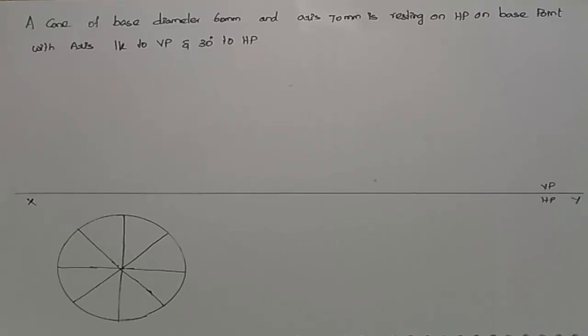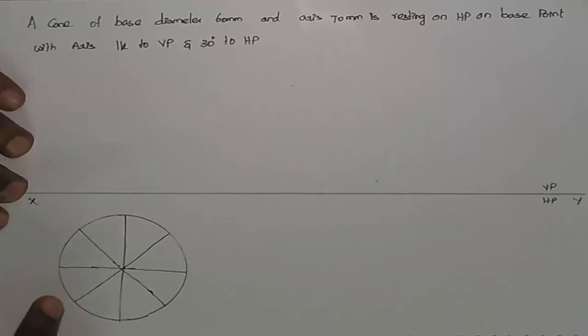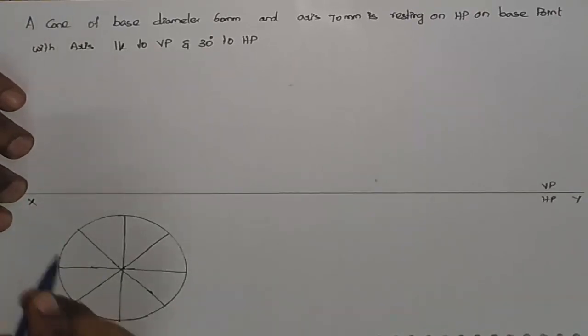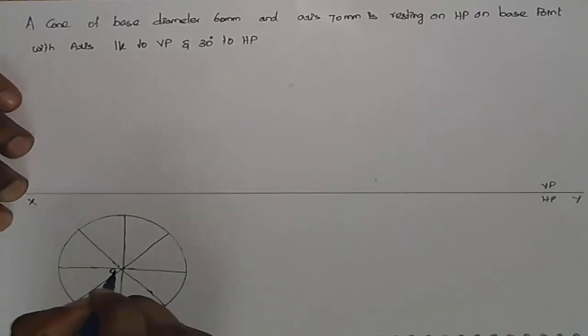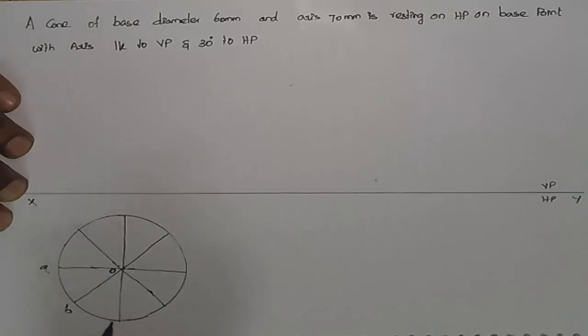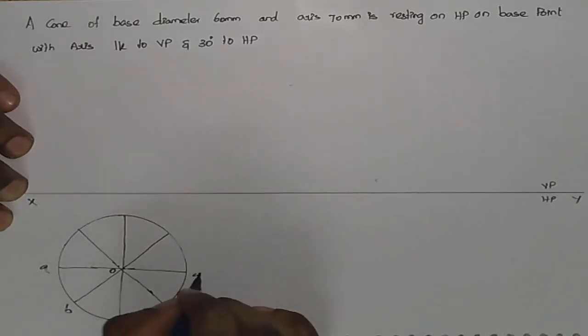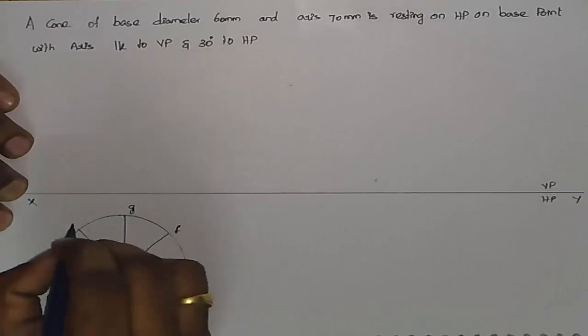We already discussed that we will always divide the circle into 8 divisions. Those are 8 points. Those 8 points will be connected with the apex point, and those lines are called generators, not the slant edges. So since it is a cone, I just divided the circle into 8 divisions and named the points. This point is called O, this is A, this is B, C, D, E, F, G, H.